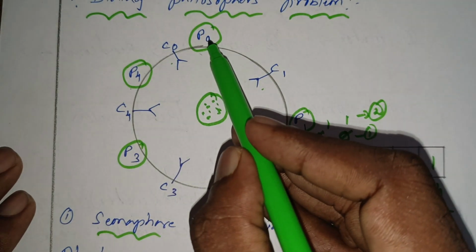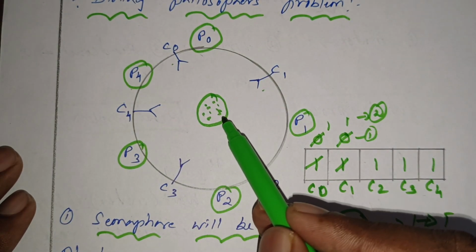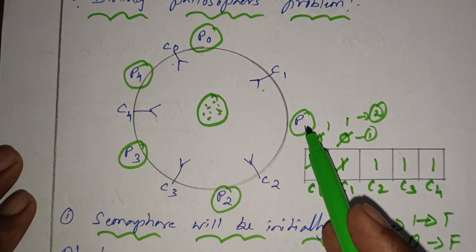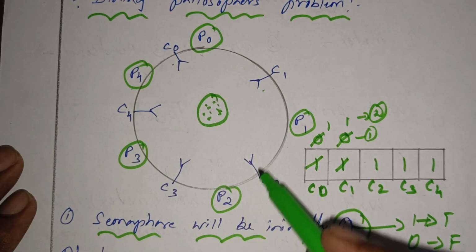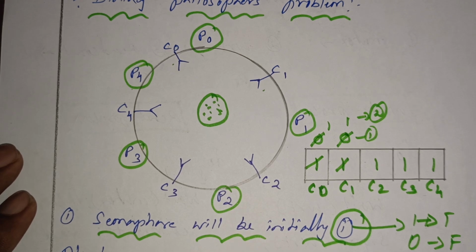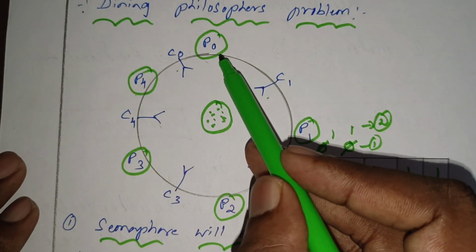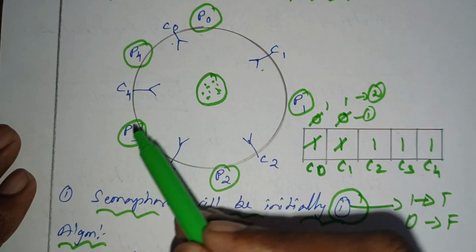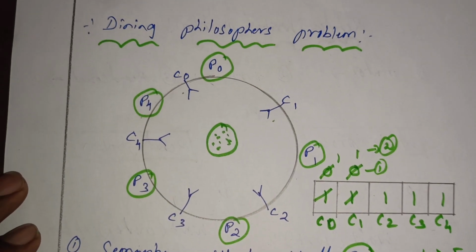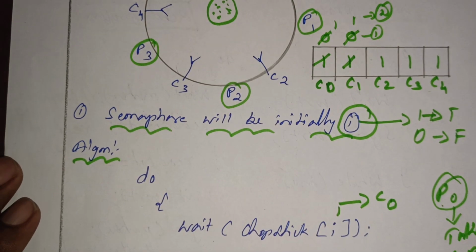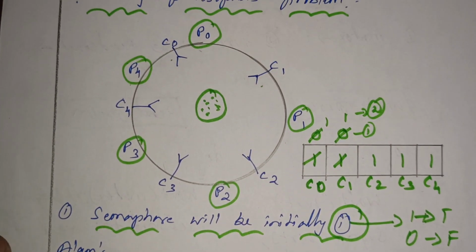That means if philosopher 0 is eating, the adjacent philosophers have to wait. So here, at a time two philosophers can take chopsticks: number 1 is P0 and number 2 is P3 or P2. Right? So this is how the dining philosophers problem has been designed in the process synchronization solution. That is a process synchronization problem. This solution has been given for 5 different philosophers with 5 chopsticks.